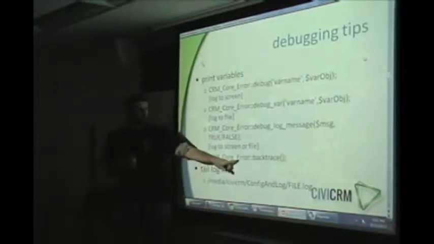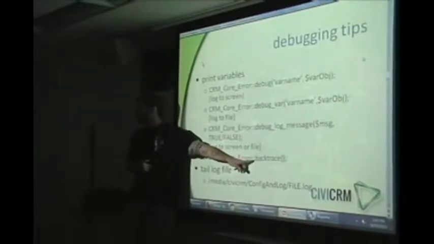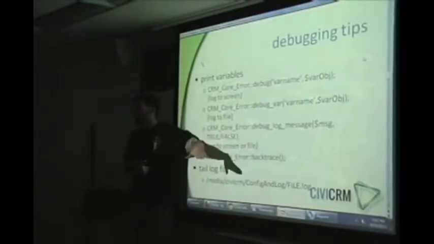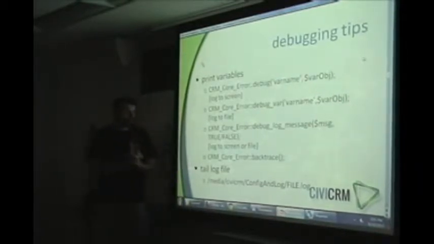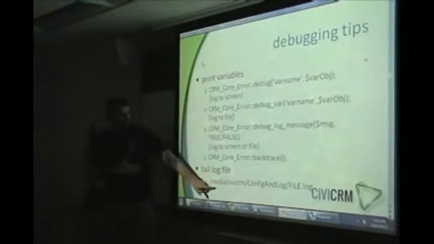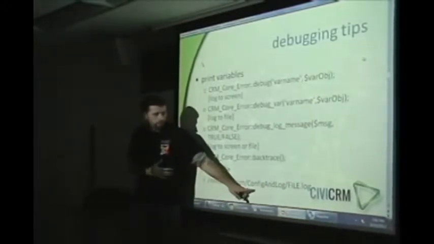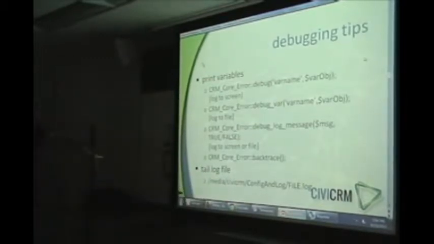And then there's another one, backtrace, which you can throw anywhere and it will just spit out a backtrace at that point. So if you want to see, well, what are all the different files that were hit at this point in the code, you can do that. Now, Civi has its own log file. And it's located in media, CiviCRM, config and log, and then it's got a really long, ugly file name .log.